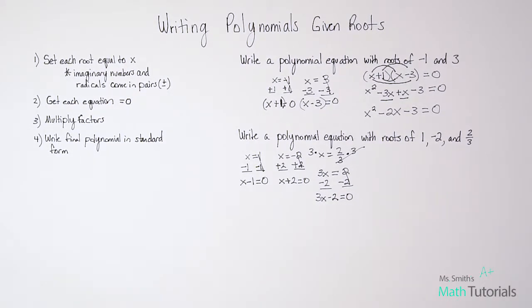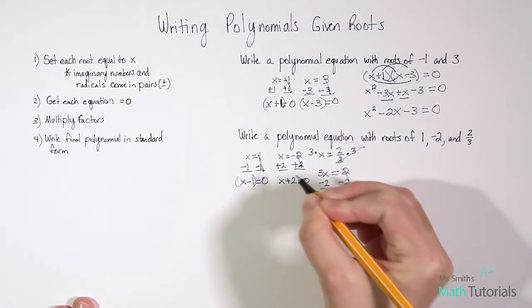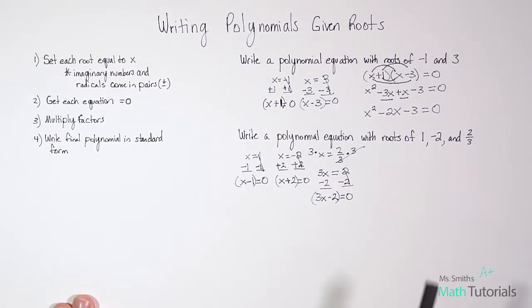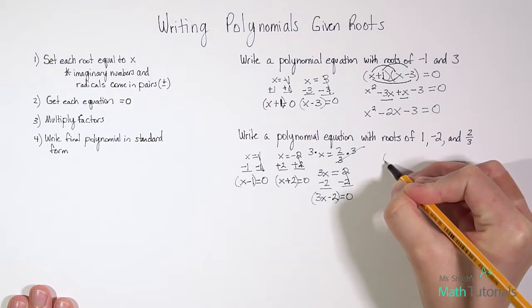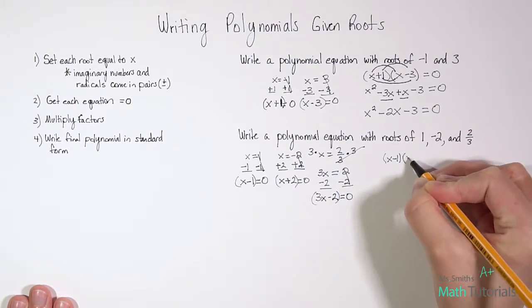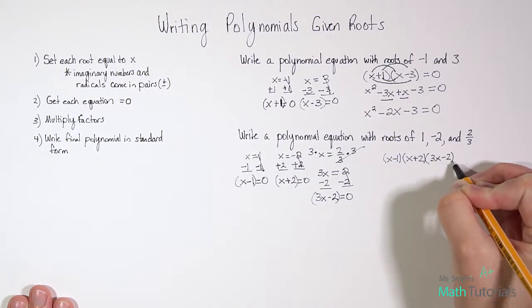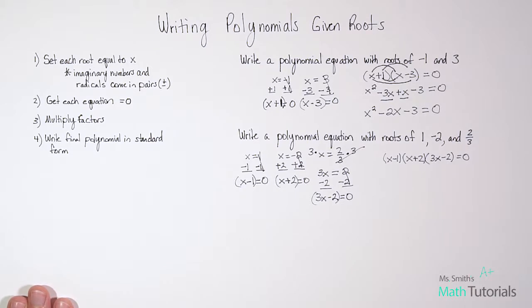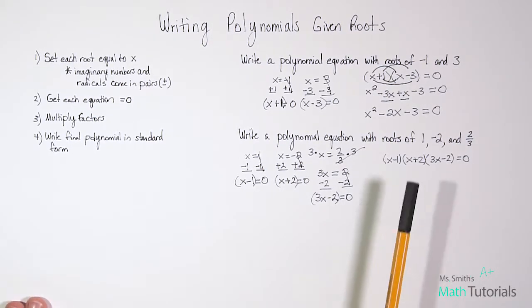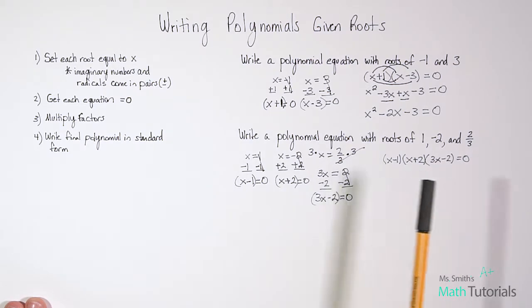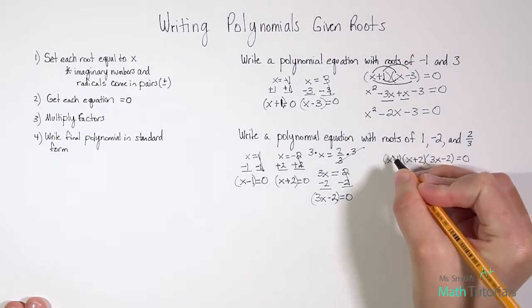Now we're ready for our step 3. Step 3 says multiply factors. We have our 3 factors. We have x minus 1, x plus 2, and 3x minus 2. Over here on the side, we want to multiply those 3 together. X minus 1 times x plus 2 times 3x minus 2. So this time we're not going to multiply these all together at once. What we're going to do is just take the first 2, FOIL those together, and then once we have that answer, we'll multiply it by the third. That's going to be the easiest way to go about this.